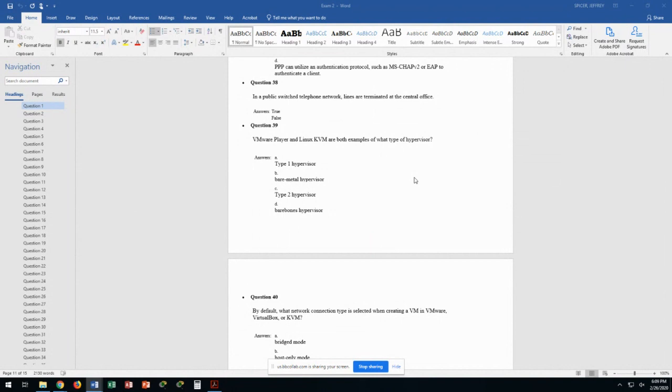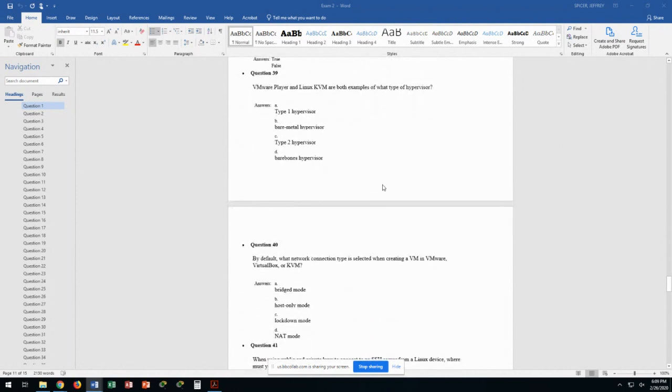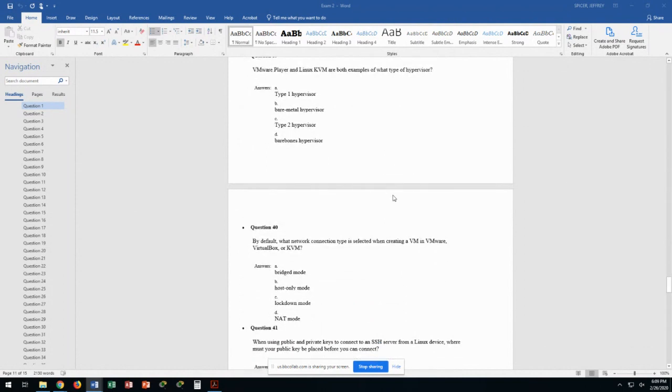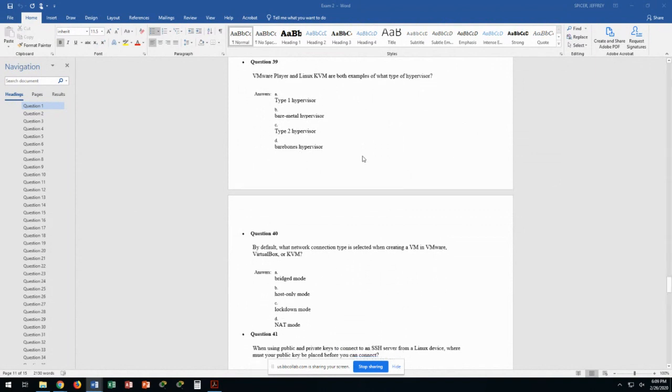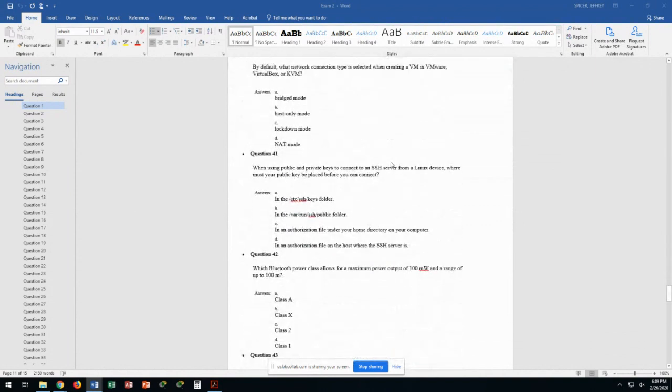38. In a public switched telephone network, lines are terminated at the central office. That is true. All right, I'll take the last ones. 39, the VMware Player and Linux KVM are both examples of what type of hypervisor? Type 2, because you need an OS. Type 1s don't. They're called bare metal.